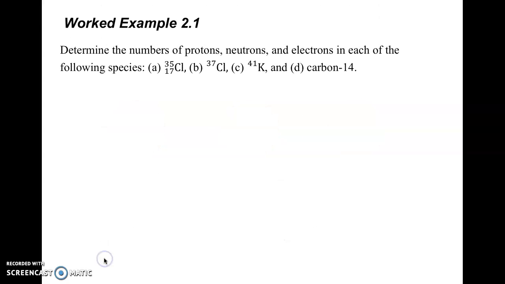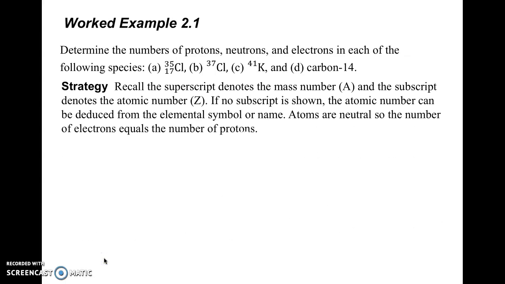Okay, so I have an example here where we want to write the numbers of protons, neutrons, and electrons for each of these following species. And so what we're going to look at is at the top, we have the mass number, the upper left, that tells us the number of protons and neutrons. At the bottom left, we have the atomic number, which tells us the number of protons. And so by manipulating those two, we can get the number of neutrons. And we know that atoms are neutral, so the number of electrons equals the number of protons.